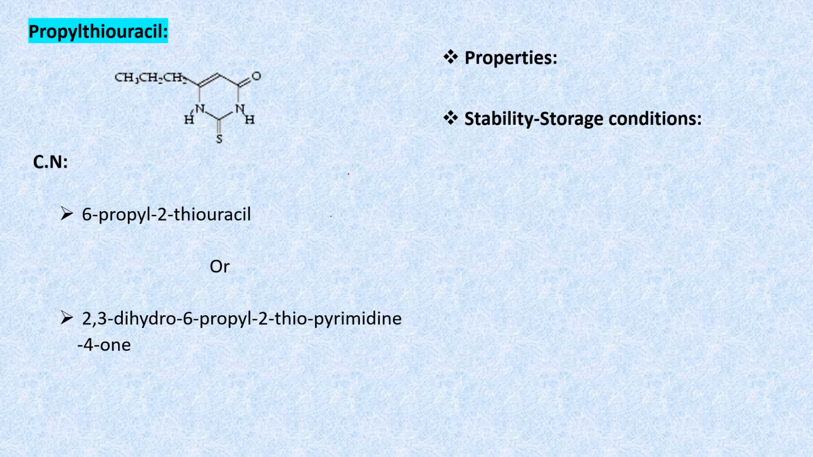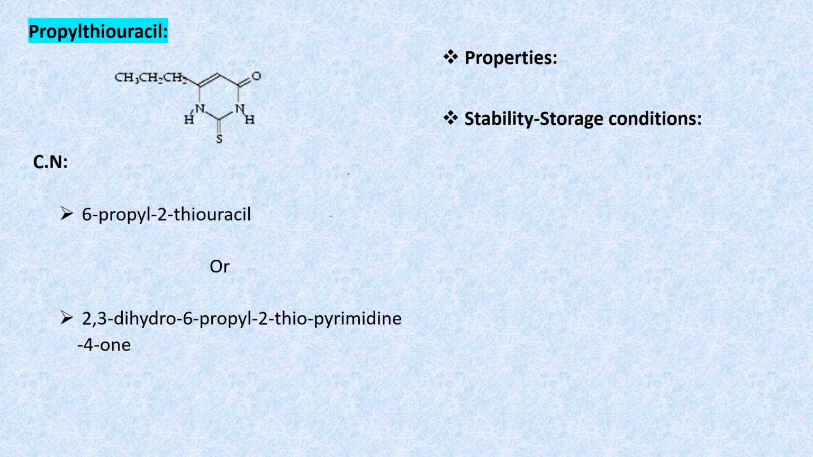Properties: propylthiouracil occurs as white or pale cream colored crystals or crystalline powder, odorless and a bitter taste. It is very slightly soluble in water and ether, sparingly soluble in alcohol. It dissolves in solutions of alkali hydroxides.